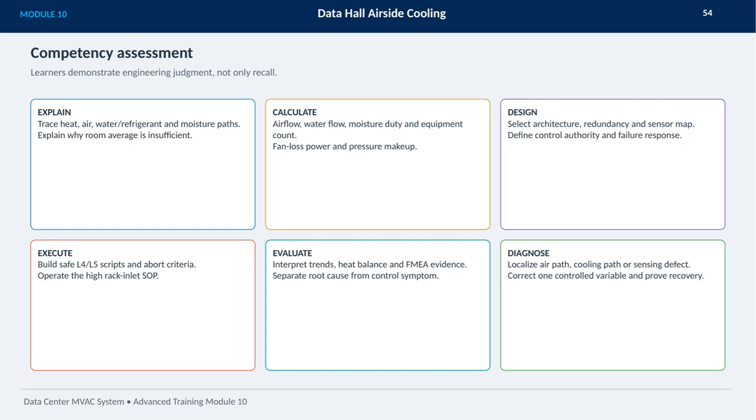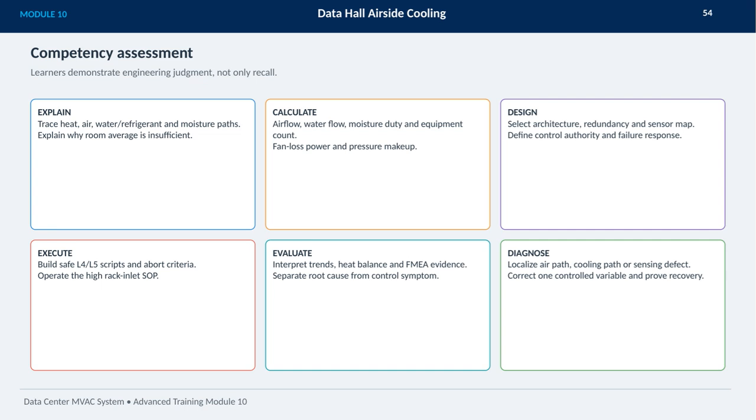You will also calculate key parameters such as airflow, water flow, moisture duty, fan loss power, and pressure makeup. When it comes to design, you'll select system architecture, determine redundancy, map sensors, and define control authority along with failure response strategies. Execution involves building safe control scripts, establishing abort criteria, and operating high rack inlet standard operating procedures.